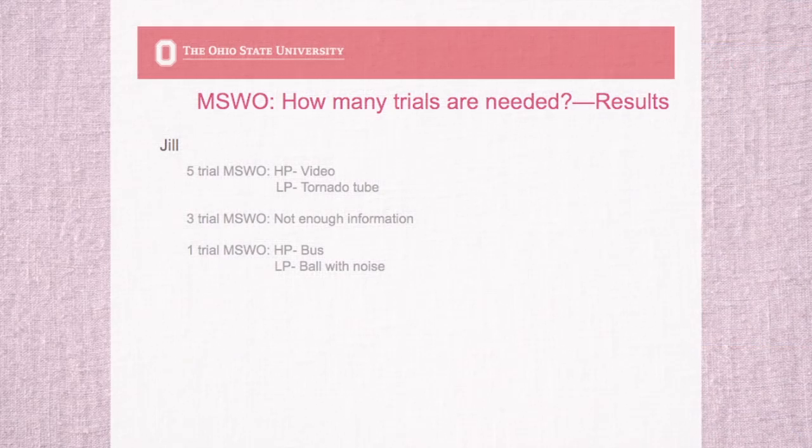Okay. Then for Jill, only in the 3 trials she wouldn't respond, and so we didn't get enough information. Okay, but we were able to complete the 5 trial and the single trial, and there's no crossover in what the items identified as high preference and low preference were.